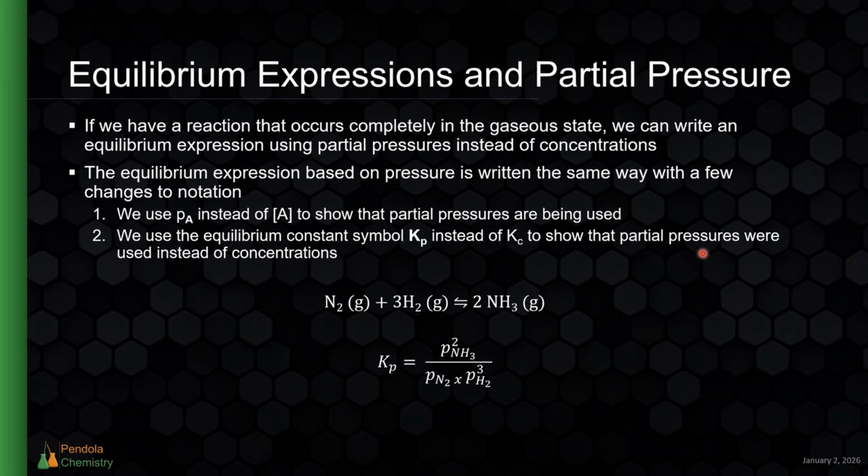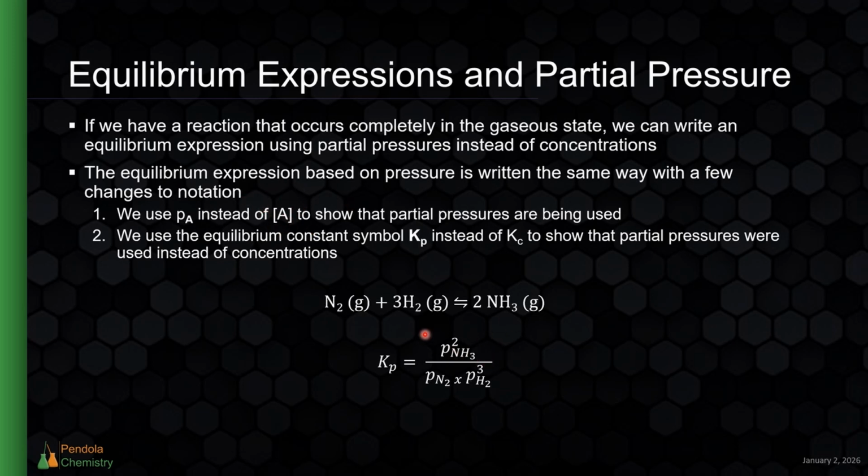So because the partial pressures are essentially going to be related to concentration for any gas, when we have a reaction that has nothing but gases in it, we can use partial pressures instead of using concentrations. The equilibrium expression based on pressure is written in the exact same way we wrote the one based on concentration, with two real main differences. First of all, we're going to use PA instead of A in brackets when we write the equilibrium expression. This is to show that we're using the partial pressures of the gas and not the concentration of the gas.